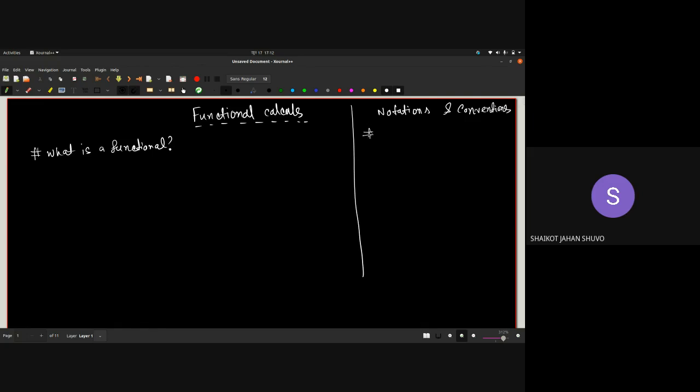So we work in natural units. That means h bar equals G equals k, where k is the Boltzmann constant, equals c, which is the speed of light. All of them are equal to 1 for us, okay?